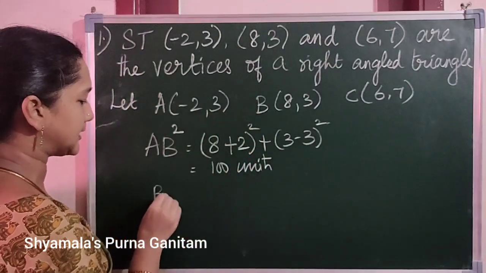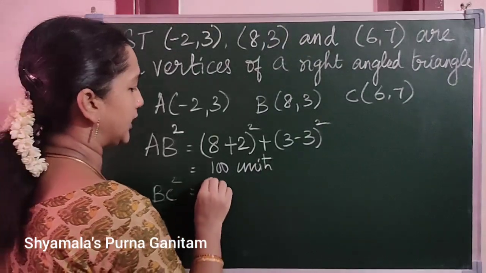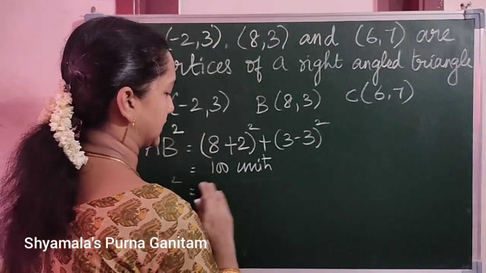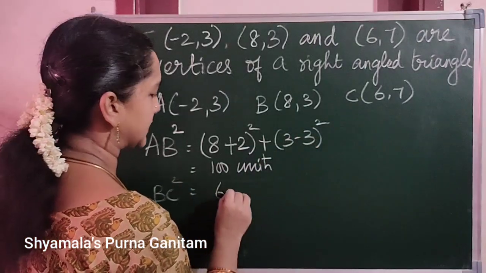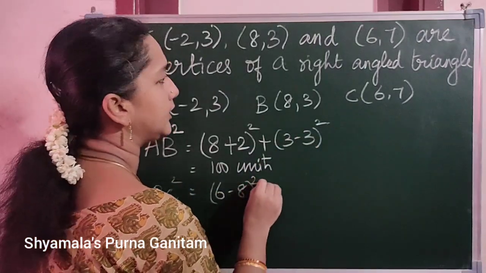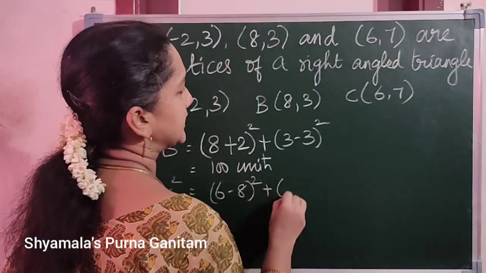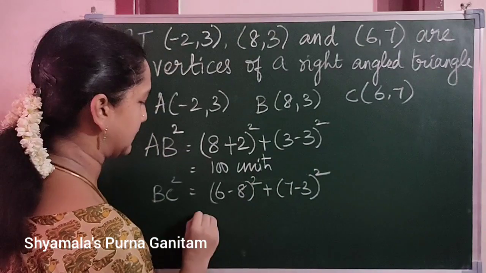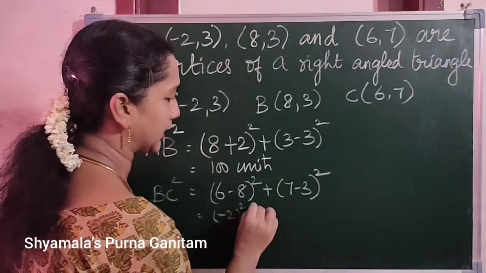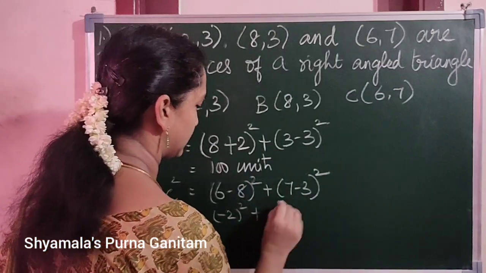Then we'll see BC squared. We don't want the square root. So BC squared is equal to (6 minus 8) the whole square plus (7 minus 3) the whole square. So (6 minus 8) the whole square is (minus 2) the whole square, plus 4 squared.